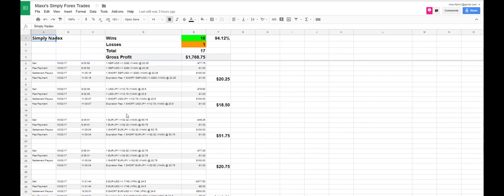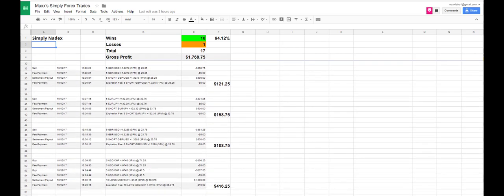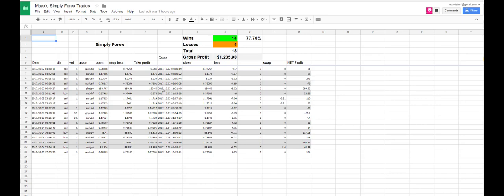Now, this is my live account. This is my journal that I keep for my live account. I'm 94% for Simply Nadex. This is the same system we use for Forex that I use on Nadex as well. Here is my Simply Forex side of it for the week. Again, I've been building out, so I don't get to trade a lot. So this isn't a lot of trading.